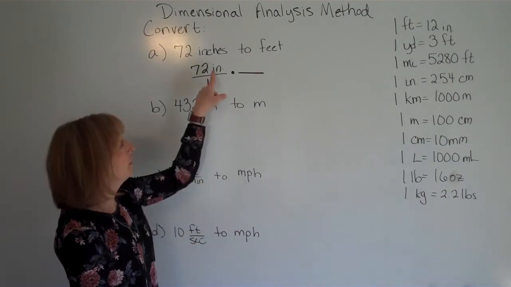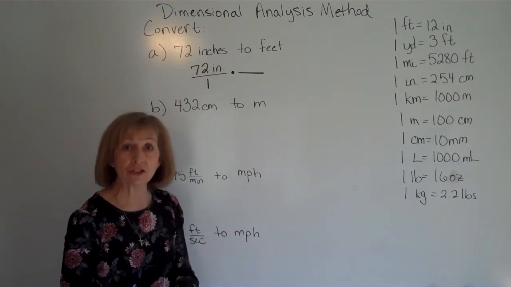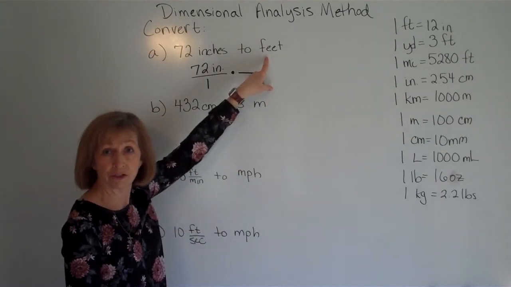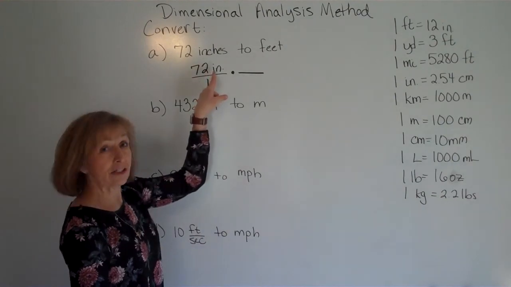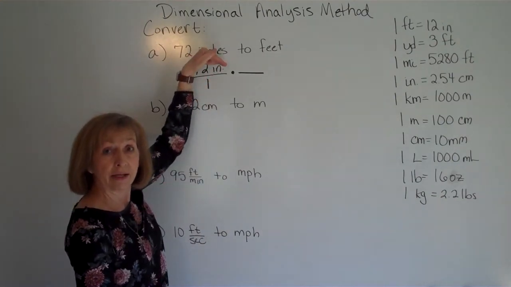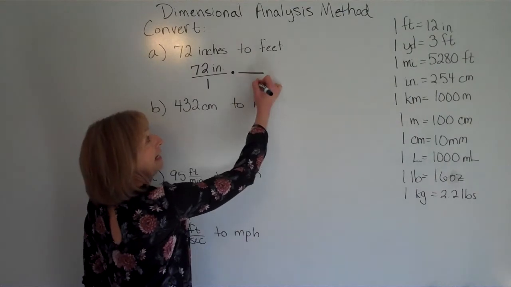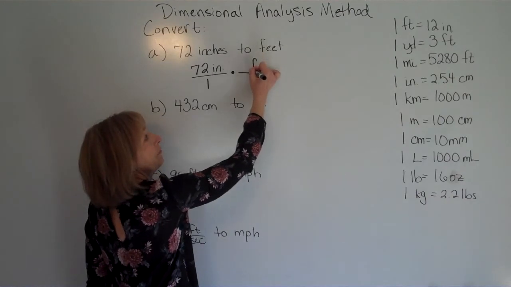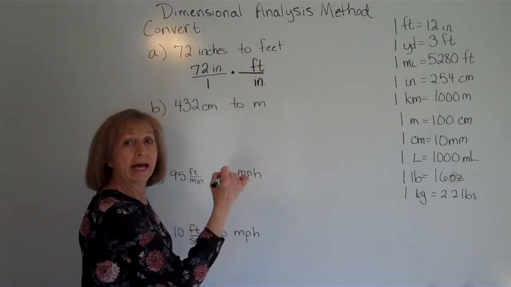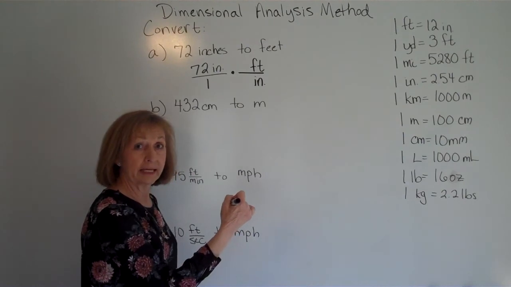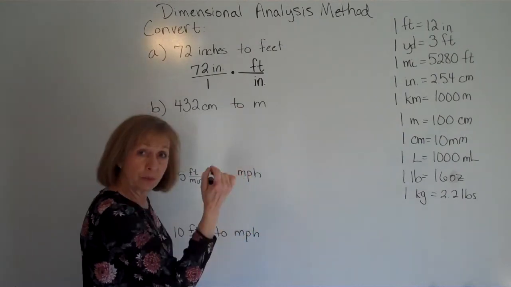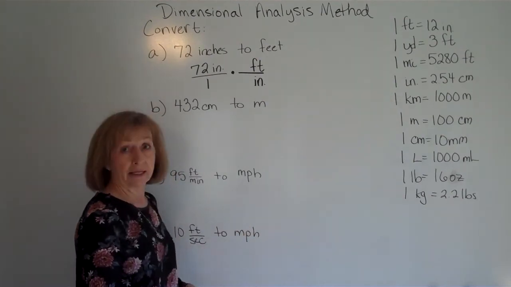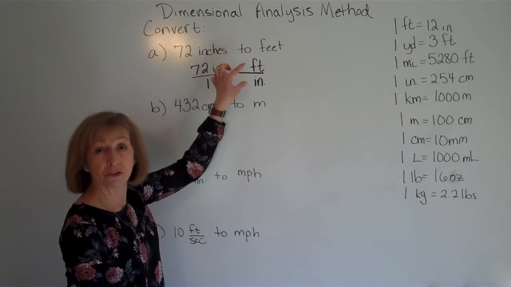Also, I want to take away the inches and bring in what they request, feet. Since inches is the unit right now and it's in the numerator, to get it to divide out I put inches in the denominator, and then I put feet in the numerator. So I figure out which way the units go in the conversion factor by which ones I want to remove as common units and which ones I want to bring in. Now I need to make sure this is equivalent to 1.